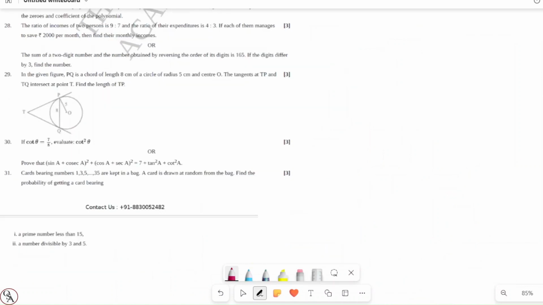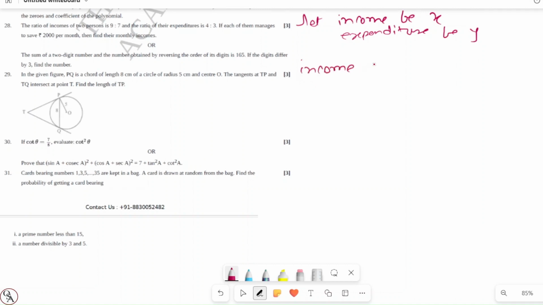So we will move further to question number 28. Question number 28 is about the ratio of the income of two persons. So let me assume the income be x, and my expenditure be y. So what will be the income of the two persons?